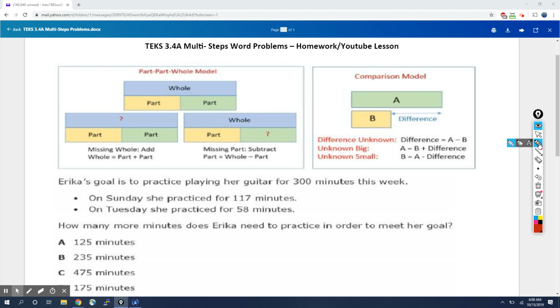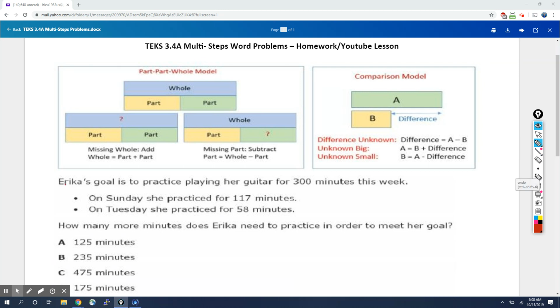Erica's goal is to practice playing her guitar for 300 minutes this week. On Sunday, she practiced for 117 minutes. On Tuesday, she practiced for 58 minutes. How many more minutes does Erica need to practice in order to meet her goal? So we are going to show our work.